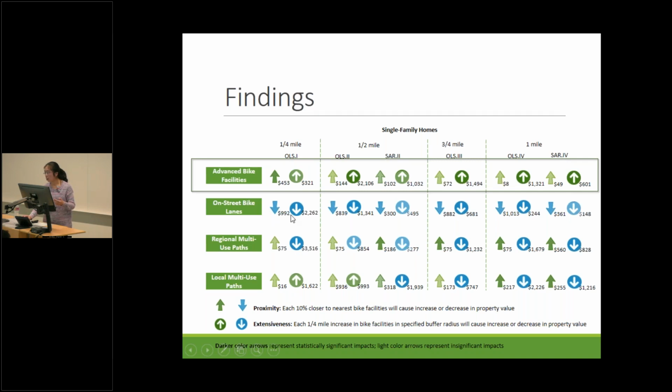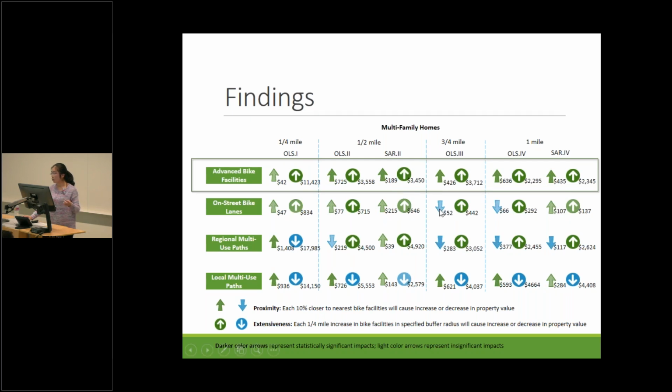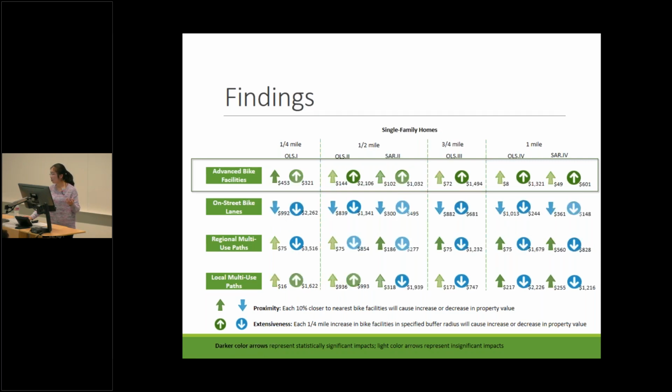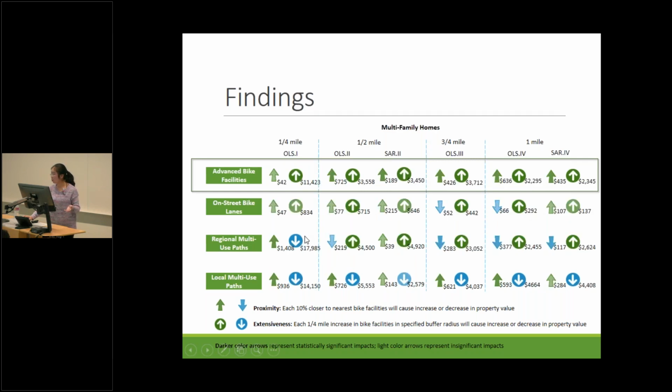But for the on-street bike facility, just the simple striped bike lane, the impacts are all negative for single-family homes. Although for multi-family homes there are some positive effects, many of them are insignificant, which is represented by a light color. So advanced bike facilities and just simple striped on-street bike facilities have different impacts. As for the off-street trails, regional multi-use paths and local multi-use paths, the impacts are kind of inconsistent. There might be some positive impact to get closer, but people don't want them too dense. It's pretty similar for single-family and multi-family homes.